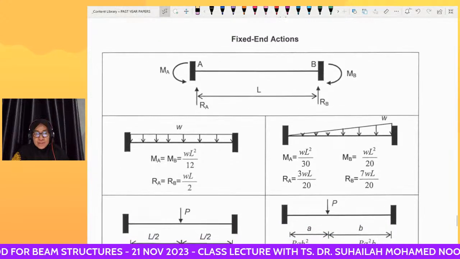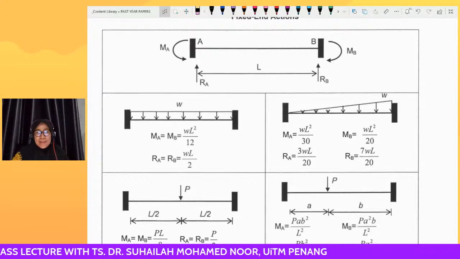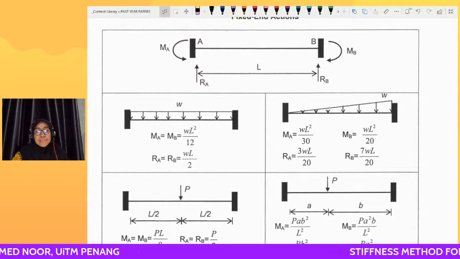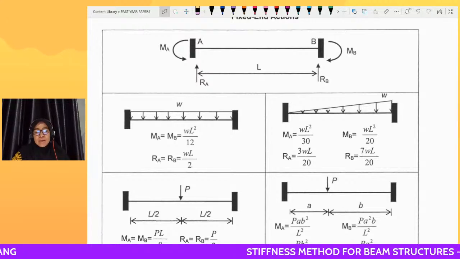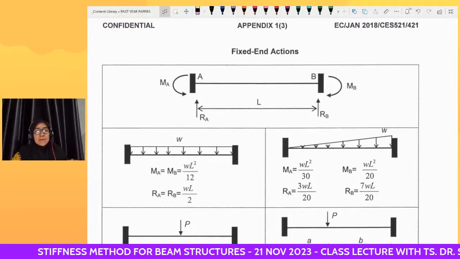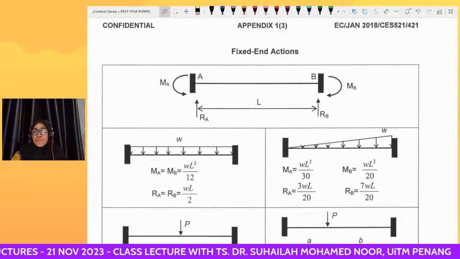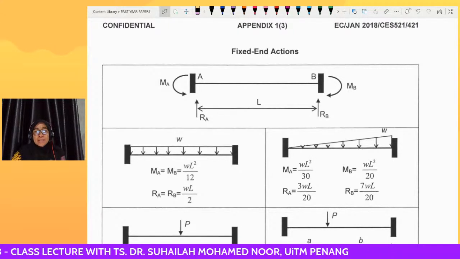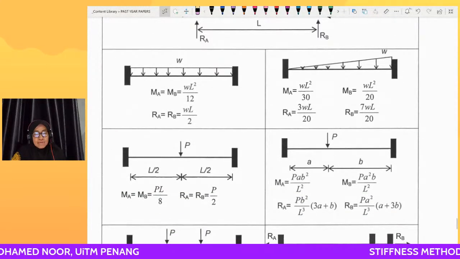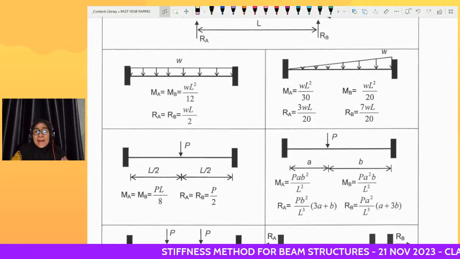You have used this actually in diploma, I believe, in the moment distribution method, beam analysis. That is called fixed end moment. It is actually part of fixed end action. Fixed end action is the behavior of this beam when subjected to loading. As we can see, all this refers to the element which is subjected to loading.